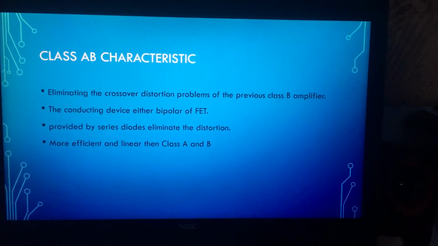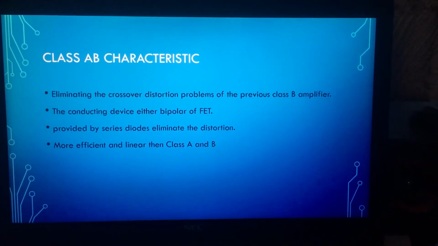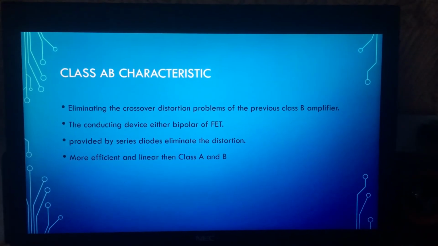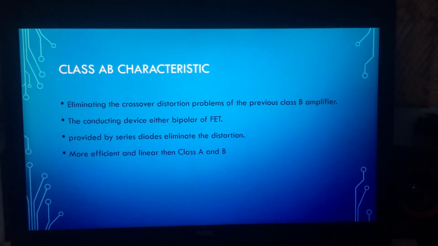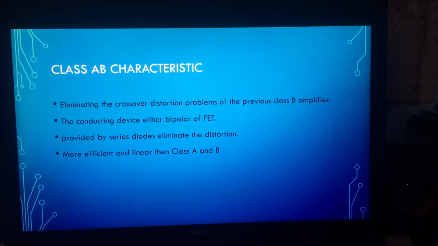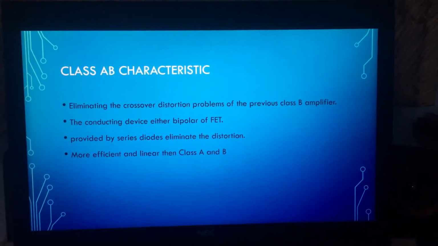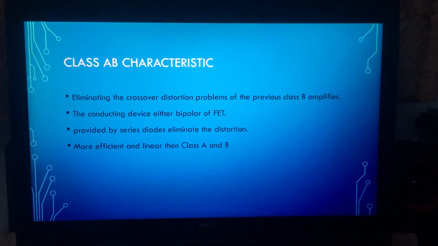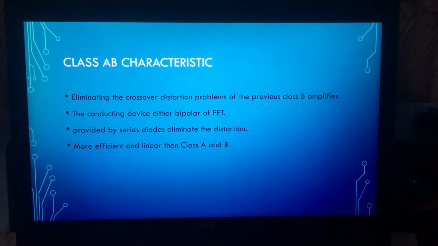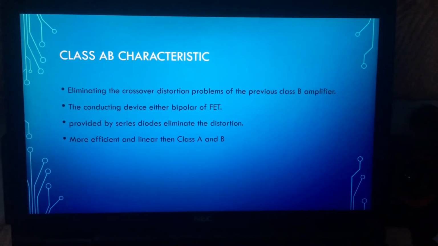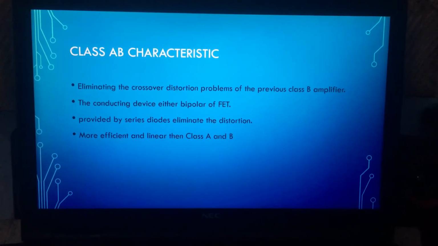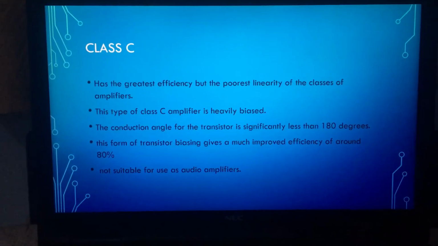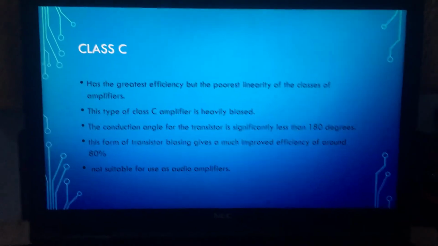Class AB. Class AB characteristic: eliminating the crossover distortion problem of the previous class B amplifier. The conducting device, either bipolar or FET, is biased by the series diodes, which eliminate the distortion as shown in the image of the circuit. It is more efficient and linear than class A and B. Next. Okay, next is class C.